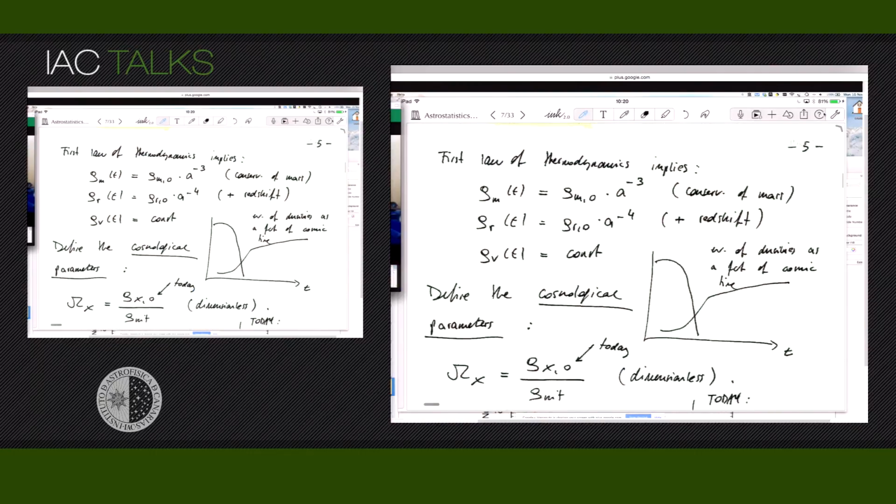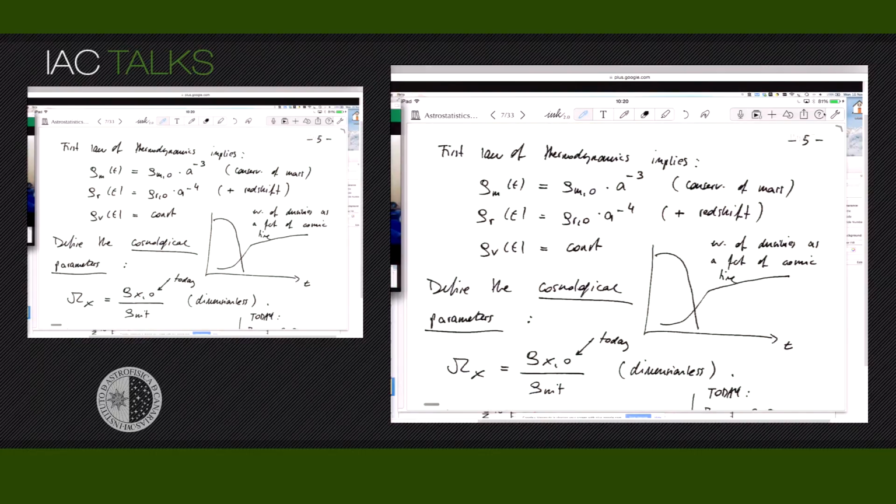Fine, so now we can also look at the law of thermodynamics, which implies the following. Under the expanding universe, the density of matter scales as the inverse cube of the scale factor. That's because of the conservation of mass. The number of particles is conserved, and the volume grows as a cubed, so density goes down as 1 over a cubed. If you have radiation, then it goes down as a to the 4th.